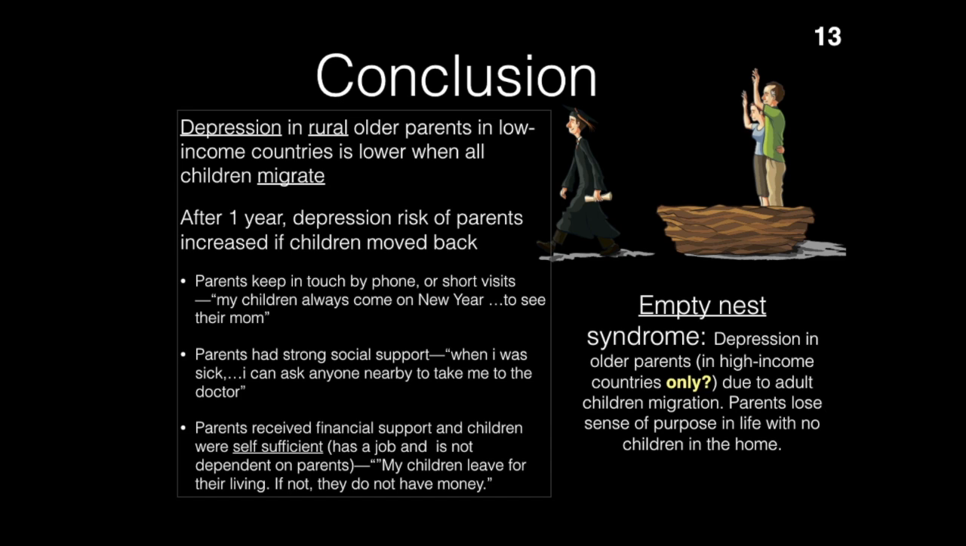The researchers present different reasons for these findings. First, parents in Thailand keep in touch regularly with their children, so they maintain a good social network. If they need help, parents have neighbors or other family members that can help. And there is less risk of depression when the children are self-sufficient and can support themselves and their parents.